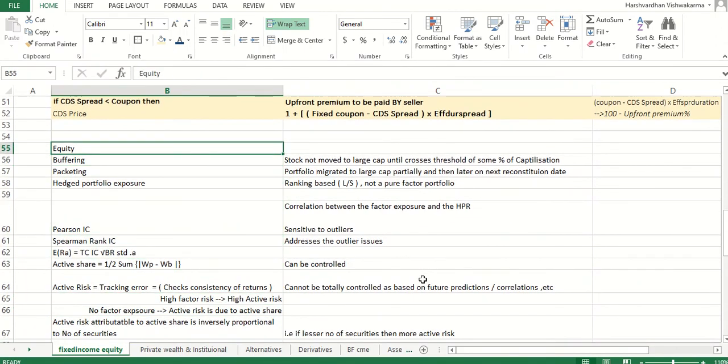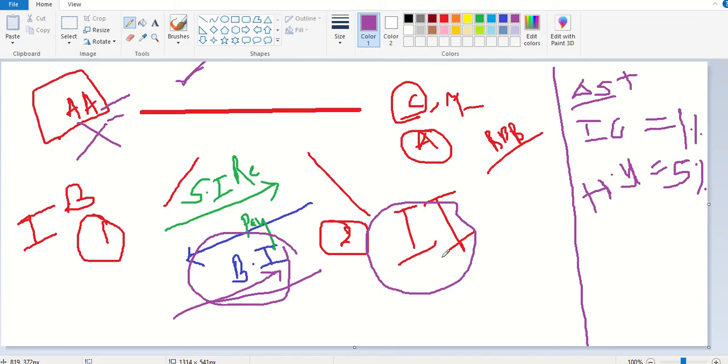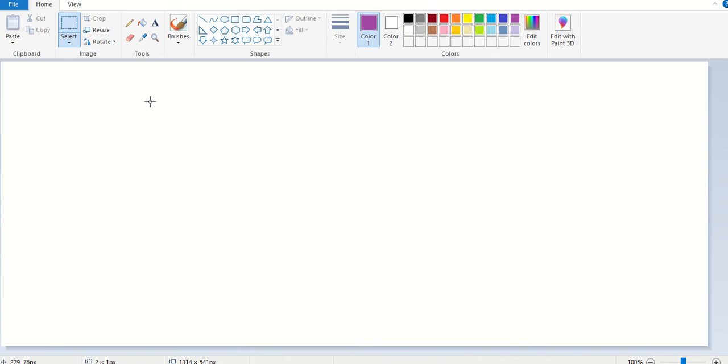In equity, most of the items are very similar to L1 and L2, and it's more conceptual. So if your base concepts are clear, I don't think equity will be a problem. But there are some new items that we need to discuss, and these are things that can be tested because they are obviously new. The first item is buffering and packaging. Let's understand it from a simple example.